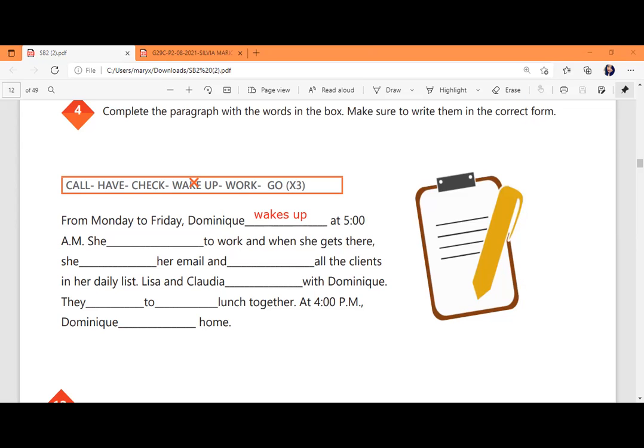So, let's do it. Recuérdense que la palabra go la van a utilizar tres veces. Dominic, is she or he? Is a she. It says she. Dominic, yeah, it says she. Es cierto, yo conocí un Dominic mujer y un Dominic hombre. Tiene razón. But it says she. This one says she.